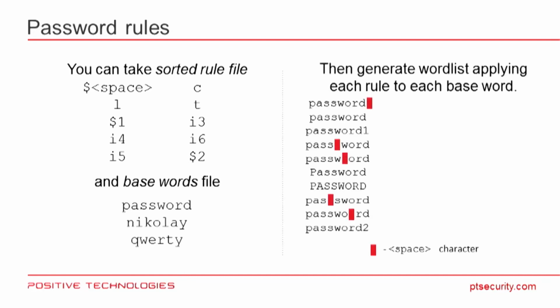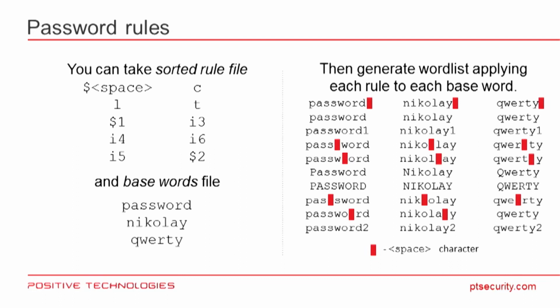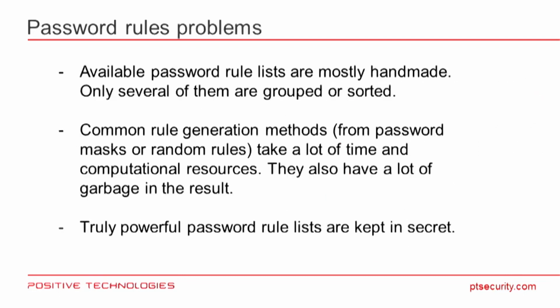And we have a list of base words, which allows us to create this dictionary by using these rules. This approach has its own deficiencies. For example, we don't have normal dictionaries with rules. We only have huge dictionaries and they are not suitable. They are not sorted out, they're just grouped. And the generation of rules there is random.